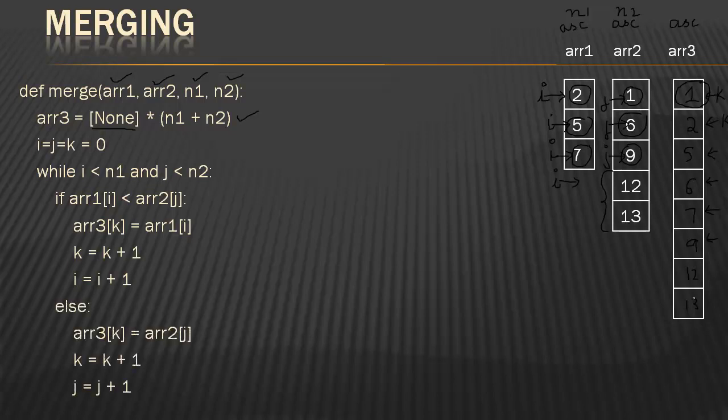Otherwise, you would have transferred the contents of ARR2, correct? Now this is for comparison. This comparison can happen as long as there are elements in both the arrays. What if the second array gets over, and the first array still continues as I less than N1? So what do you do? Transfer all the contents of the first array into the third array.